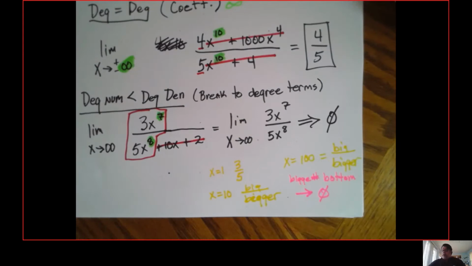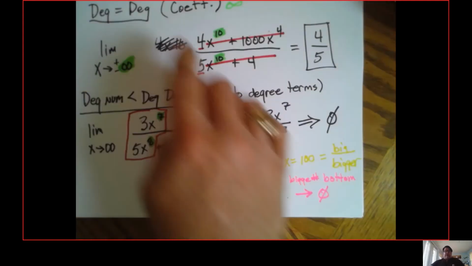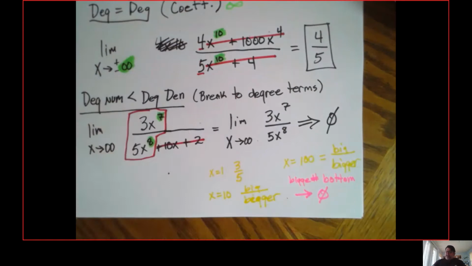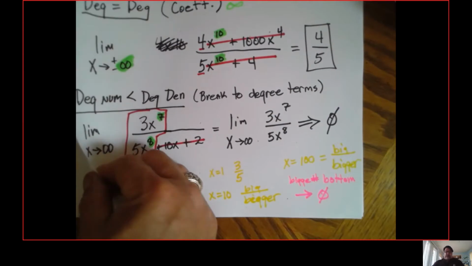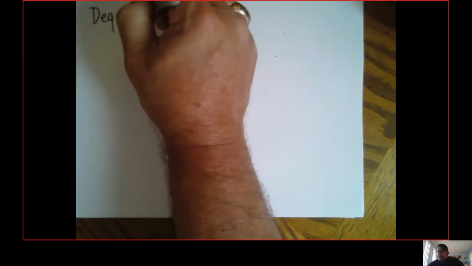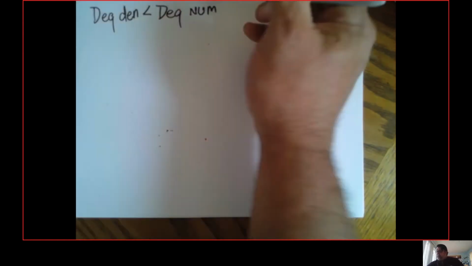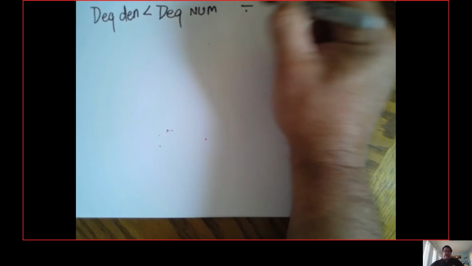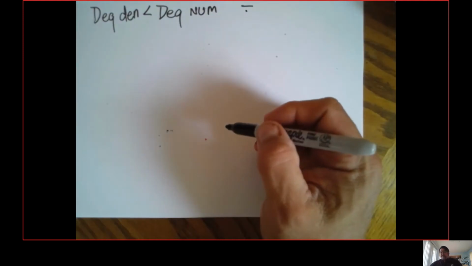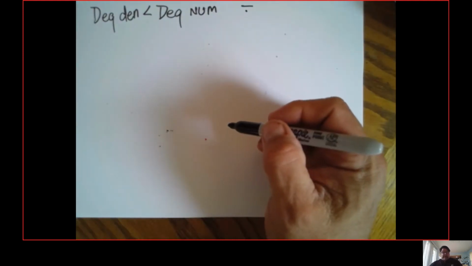So we've done degree is equal. Degree is less than the numerator. So that leaves degree is less than the denominator. And y'all all know what that means. Remember your vertical asymptotes. When your degree of the denominator is less than the degree of the numerator, that means we're going to have to do some kind of division. That basically is it.